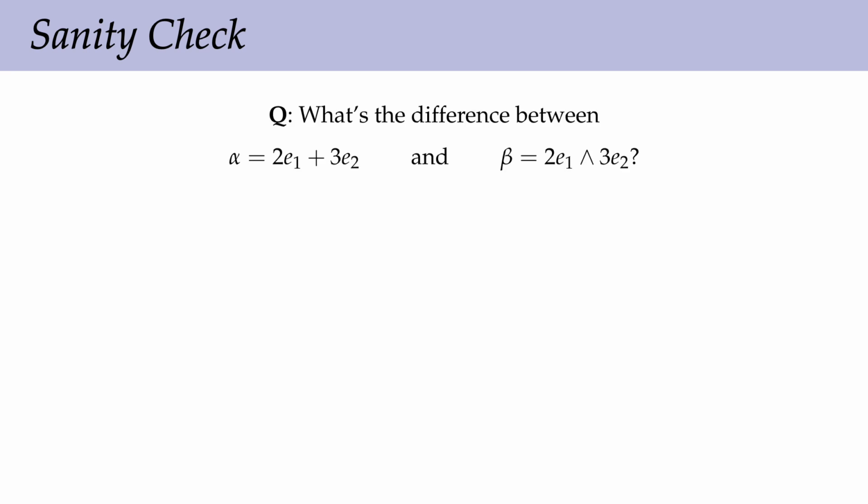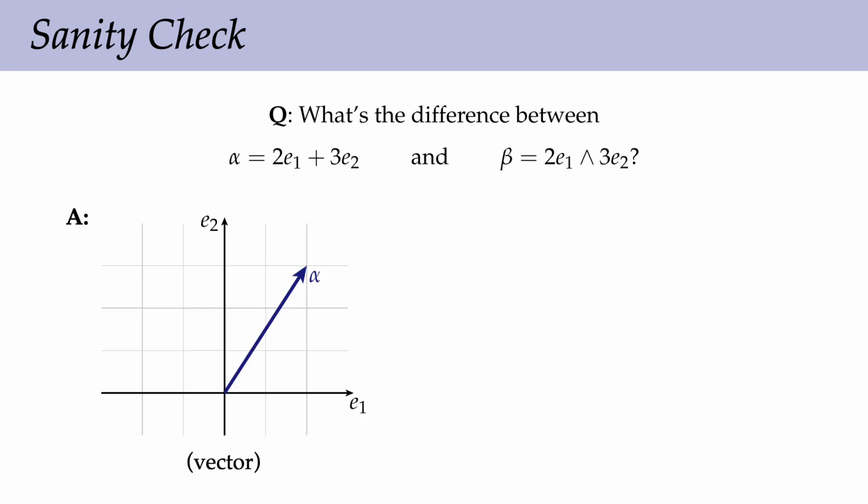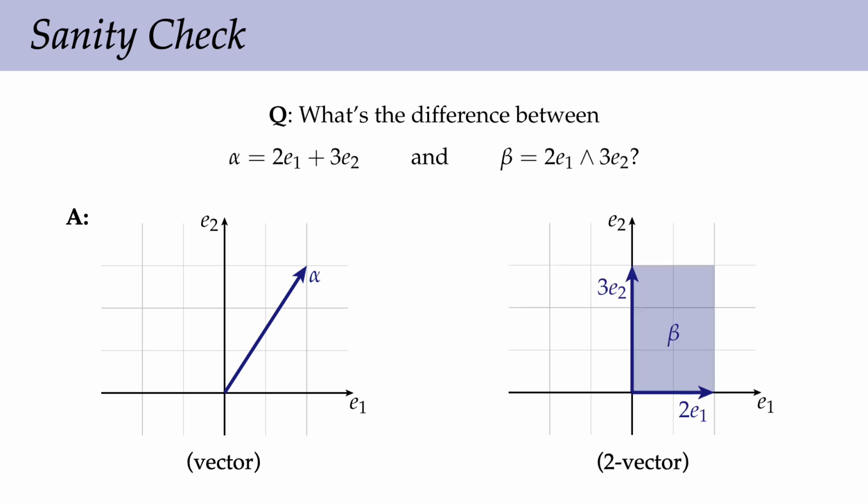So just as a sanity check, just to see if we're all on the same page and we're following the basic concepts, try to answer this question. What is the difference, please, between alpha equal to 2e1 plus 3e2 and beta equal to 2e1 wedge 3e2? Are they the same thing? What's the difference? Okay, hopefully if you've been following along this far, you understand that one of these is a vector in the usual sense, and one of them is a two-vector. It's something that has this area and this orientation. Okay, these are different objects.